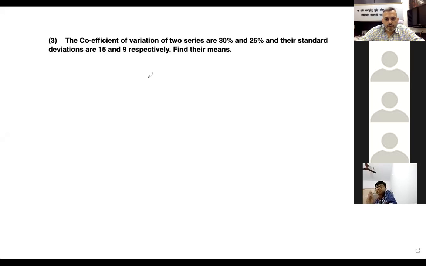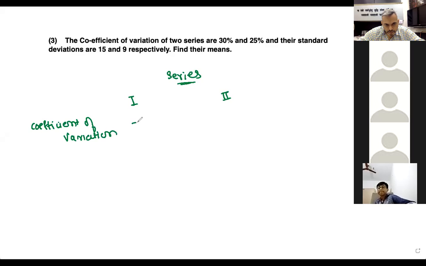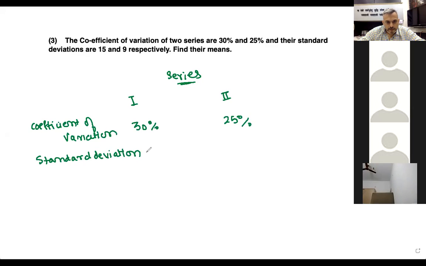Now see over here in this sum, the coefficient of variation of two series are 30% and 25%. So let's say there are two series, series one and series two. Always write the question and this type of information properly, because there are two series, so you don't get jumbled. The coefficient of variation for the first one is 30% and for the second one is 25%. The standard deviations are 15 and 9. Now we have to find out the mean for series one and series two.